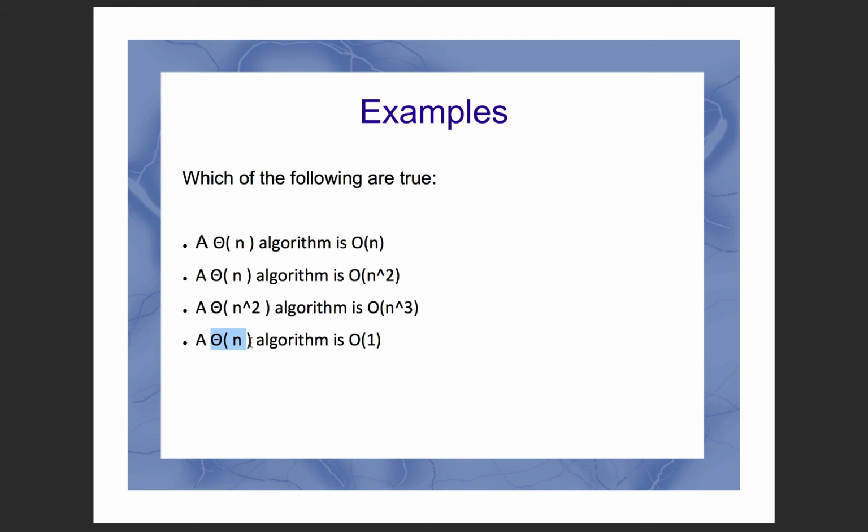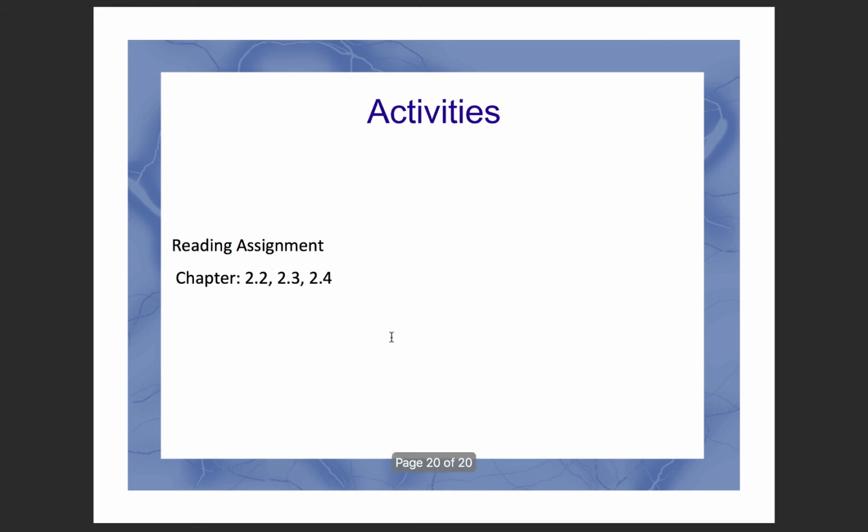But if you have theta n, you cannot say big O 1, because big O 1 is faster than this one, so this cannot be an upper bound. So this is a wrong thing. Theta n cannot be represented as big O 1.